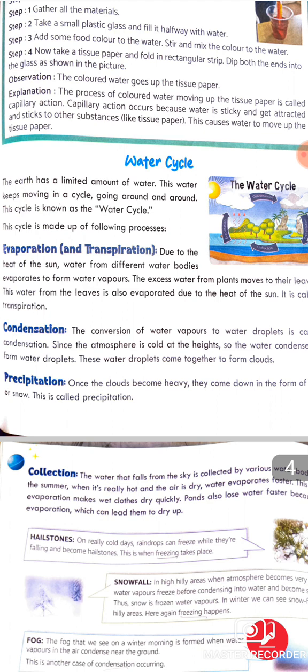Also we have learned about transpiration in chapter 4. Transpiration means plants have some excess water on their leaves which also gets evaporated from the heat of the sun to turn into water vapor, and this process of conversion of water droplets from the leaf into water vapor is called transpiration. So the first step involves evaporation and transpiration.